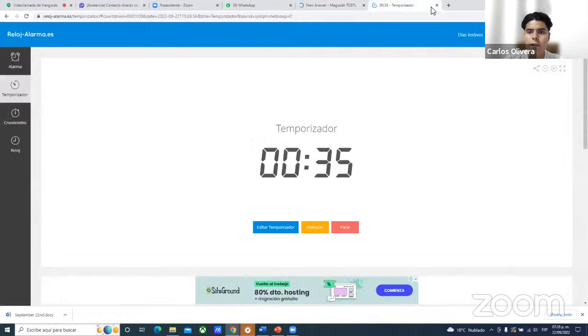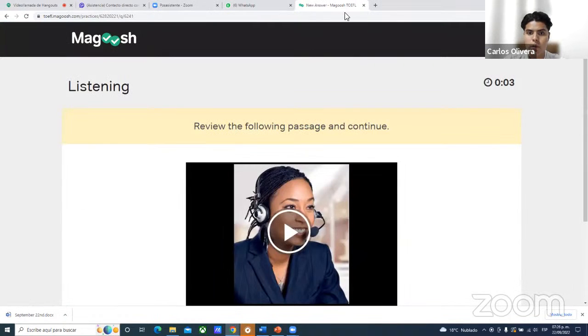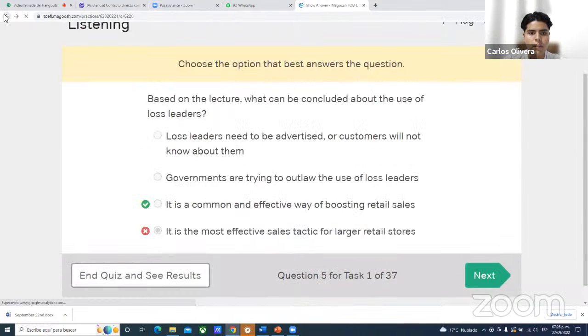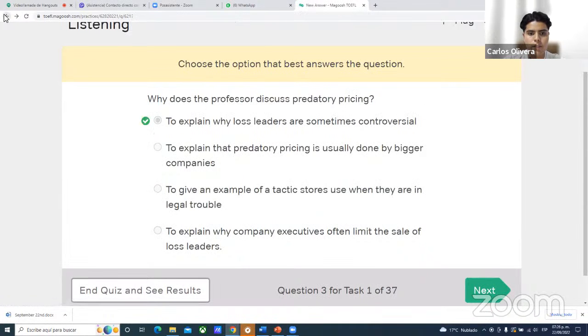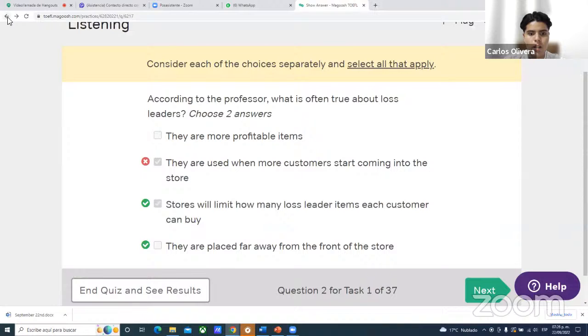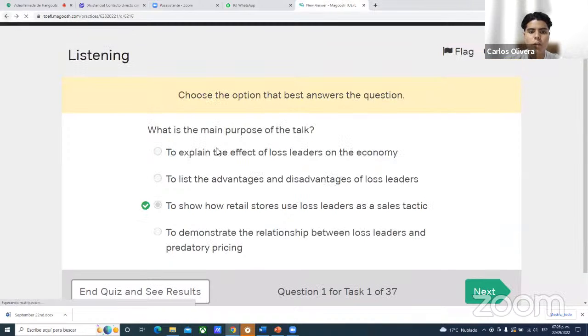Okay, so now we have finished with that. Let's check out the answers if you agree with me. Let's see if they were right or wrong. Okay, we're gonna see. Let's go to the first question and let's check out if your responses were correct. Okay, so question number 1. Fantastic. So what is the main purpose of the talk?